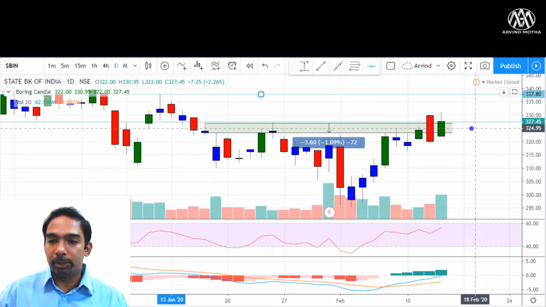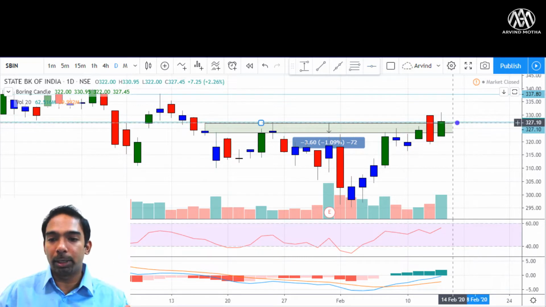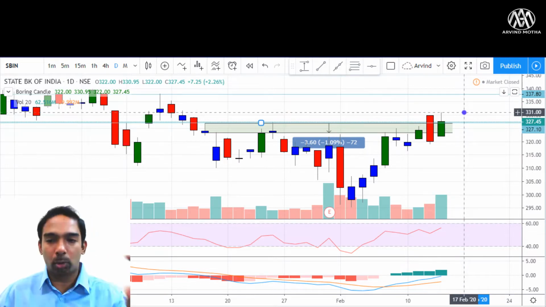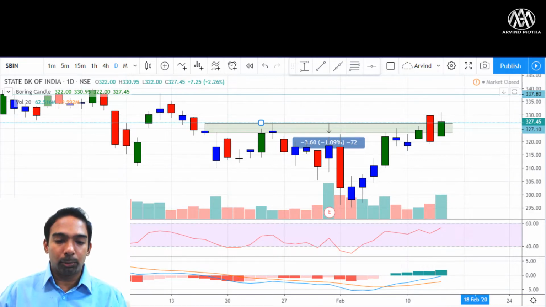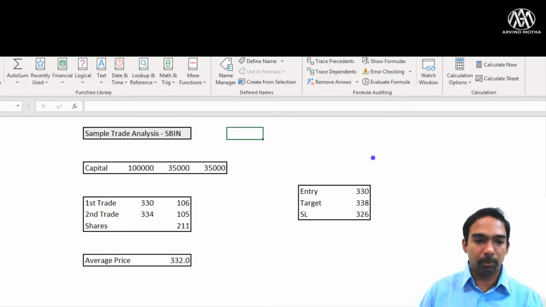So we'll take a sample scenario. We're going to expect a gap up opening, so we're going to make an entry around 330. That's the way we're going to plan the trade. The stop loss is here and the entry is somewhere here. The risk to reward ratio is around 1:3 here. So let's look at a sample scenario. I have this sample analysis here.